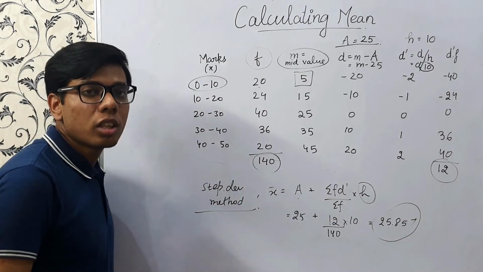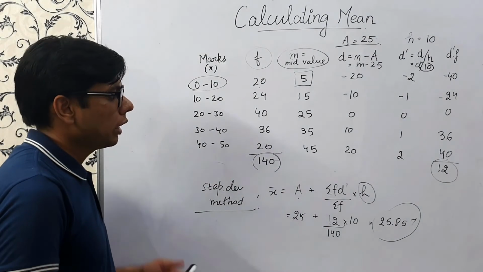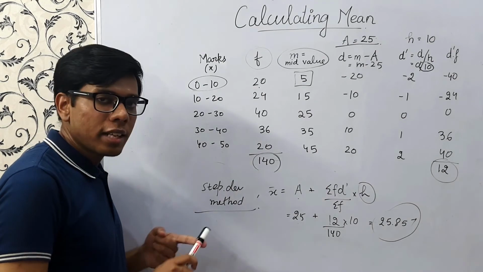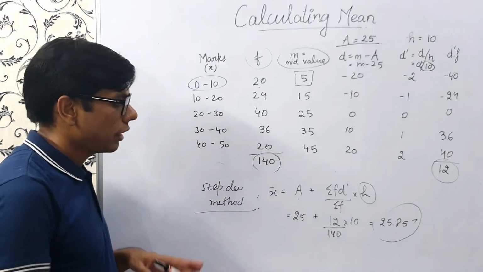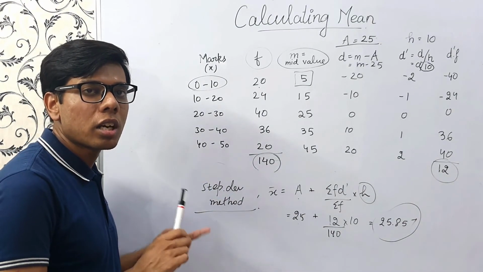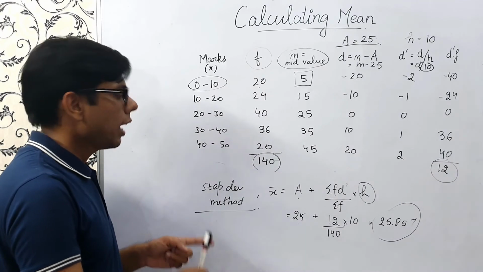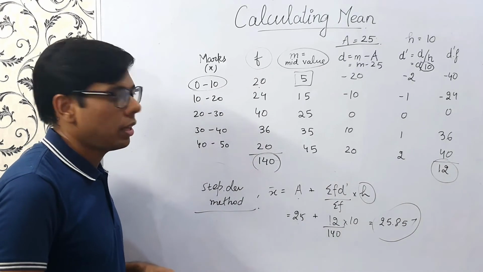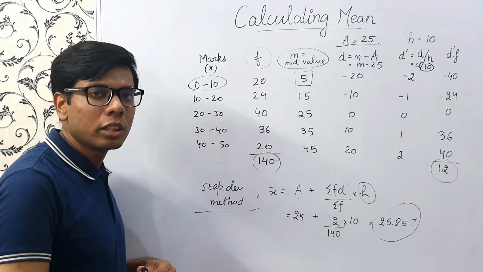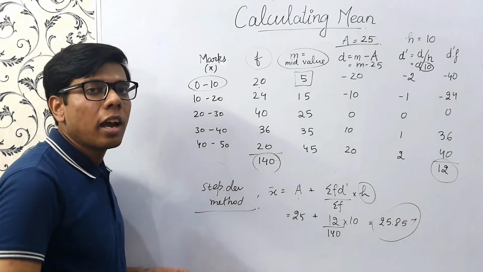So these are the three ways in which we can calculate the mean. One is the direct method, summing the observations divided by the total number of observations. The other one is the assumed mean method, and the last one is the step deviation method. So hope you have understood all these methods in different cases.